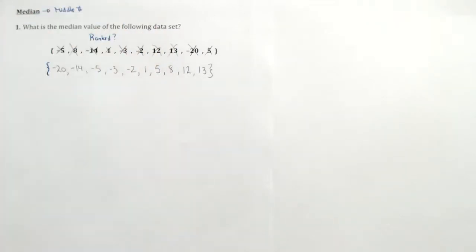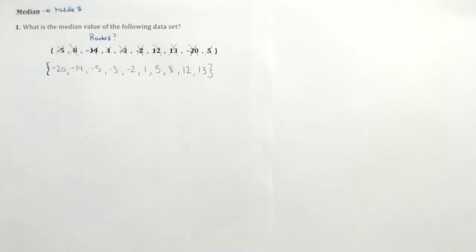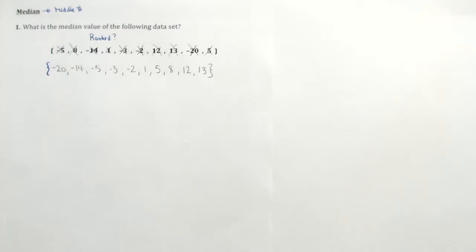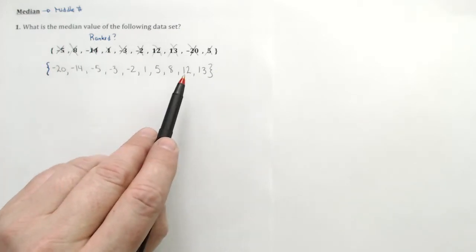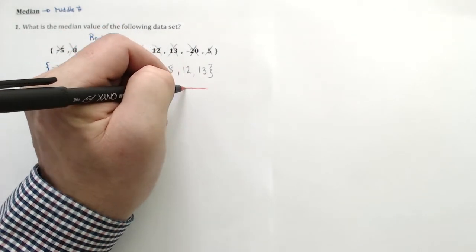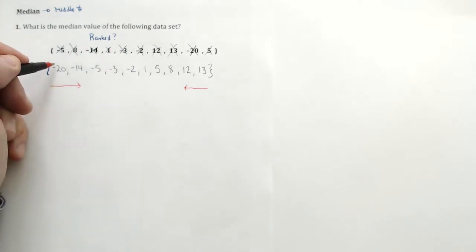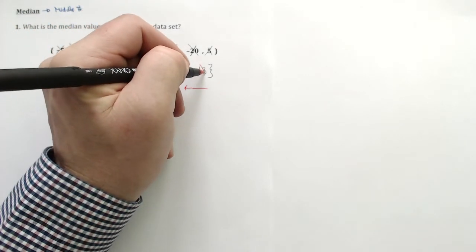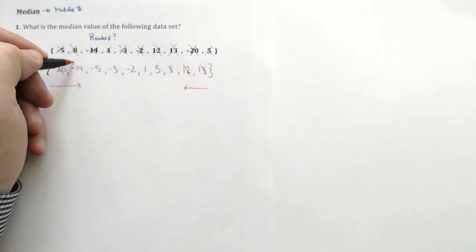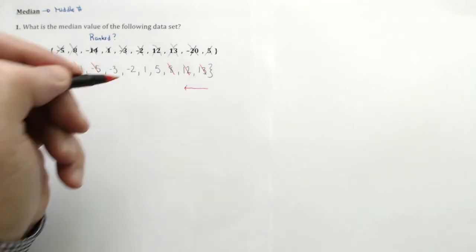And now I can see I have all my numbers nicely arranged from the lowest all the way up to the highest. And so the next step, in order to find the middle number, is really easy. We're just going to start scratching values out from both sides, working our way into the middle from this direction and from this direction at the same time until we're left with one number in the middle. And so I'm going to scratch out the -20, and I'm going to scratch out the 13. And I'm going to keep working my way in until I find the one that's right in the middle.